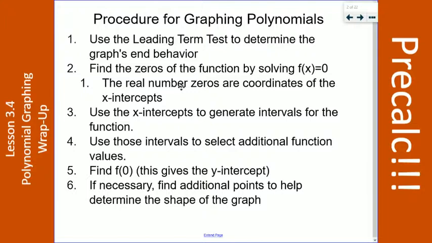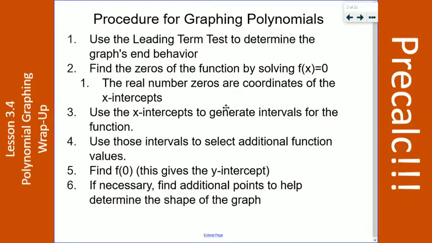That's where we look at the positivity or negativity of the leading term, and then the degree of the polynomial. Then, after we find the end behavior of the graph, we're going to find the zeros by solving f of x equals 0.